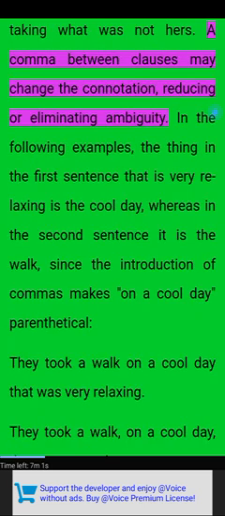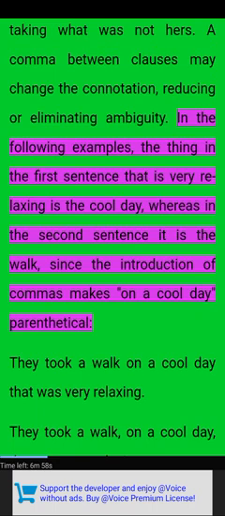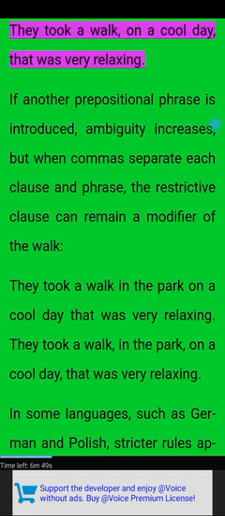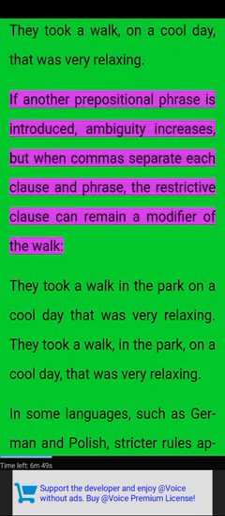A comma between clauses may change the connotation, reducing or eliminating ambiguity. In the following examples, the thing in the first sentence that is very relaxing is a cool day, whereas in the second sentence it is a walk, since the introduction of commas makes, on a cool day, parenthetical. They took a walk on a cool day that was very relaxing. They took a walk, on a cool day, that was very relaxing.